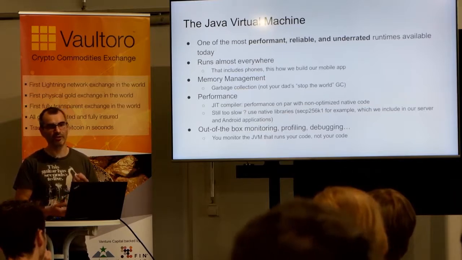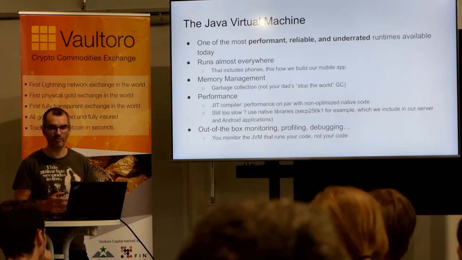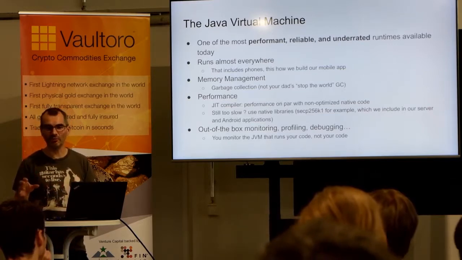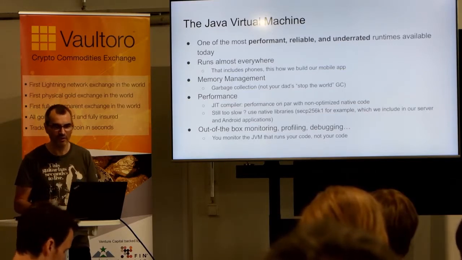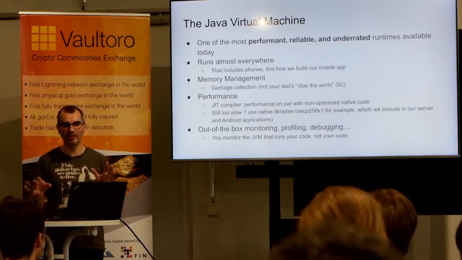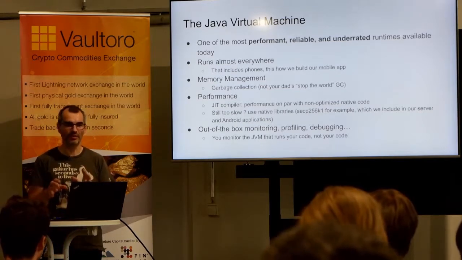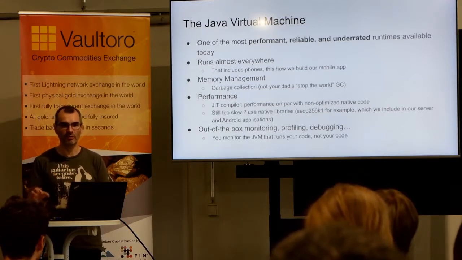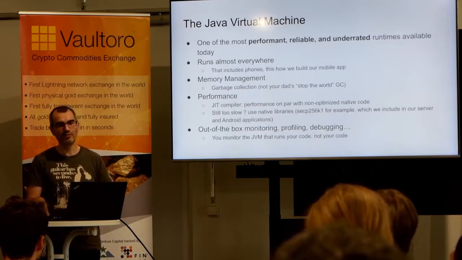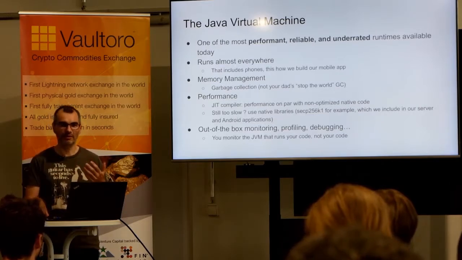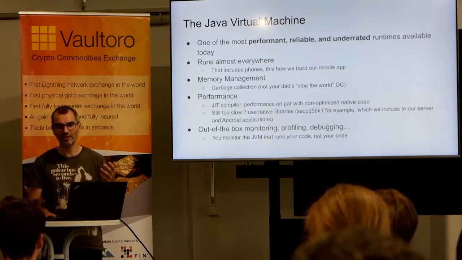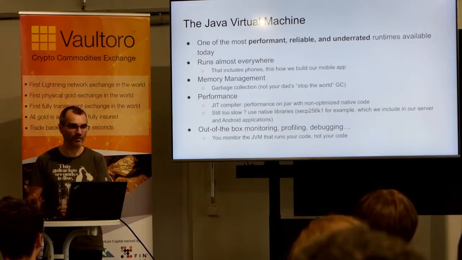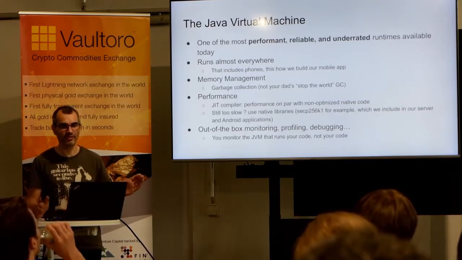But what is really nice about the JVM is you get awesome monitoring and debugging tools that are really hard to get with native code, because when you monitor the JVM, you are not monitoring your code. You are monitoring the JVM that is running your code. It's a very different model. What I'm trying to say is, if you want to instrument your code, if you use C or something else, the thing you're running with the instrumented or debug code is not the thing you're running in production. It's not the same with Java.